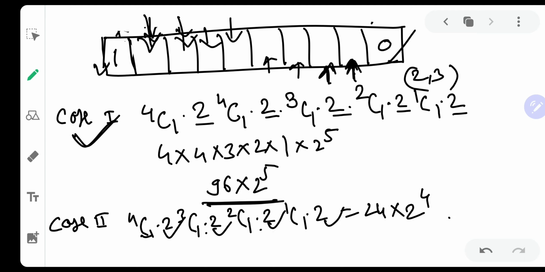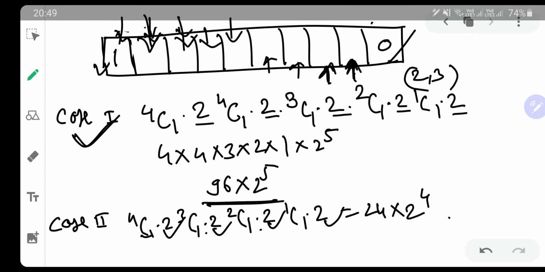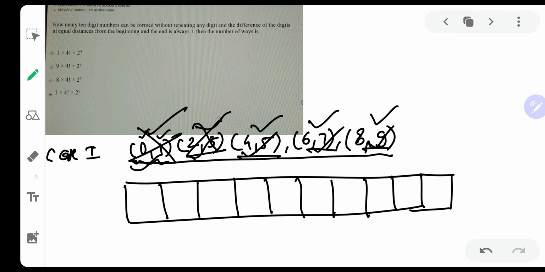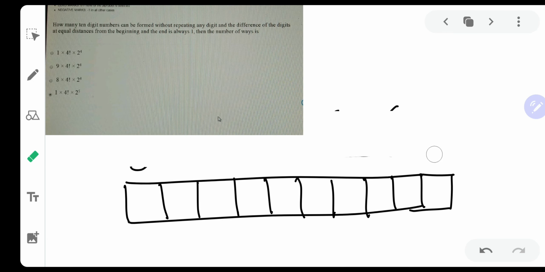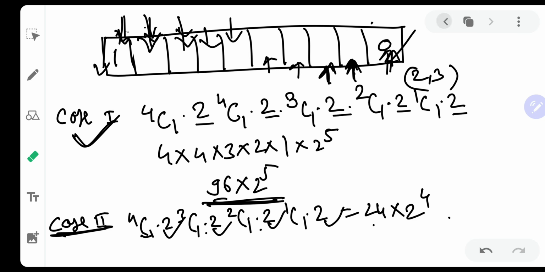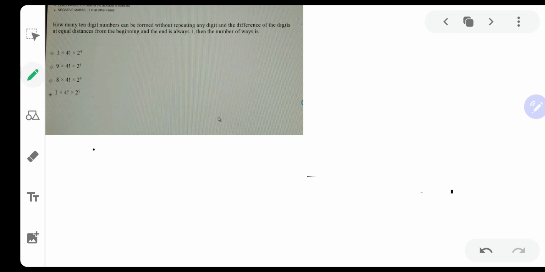So case 1 was the case in which we considered that 1 and 0 are not at the extreme start and extreme end, and in case 2 we considered 1 and 0 to be at the extreme start. So simply we have to add these. Let us add 96 into 2 raised to 5 plus 24 into 2 raised to 4. This is what we need to add, right?